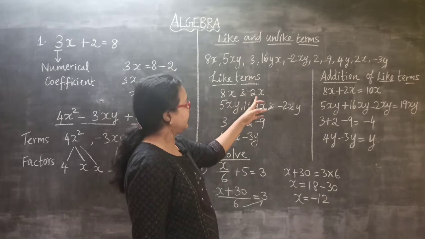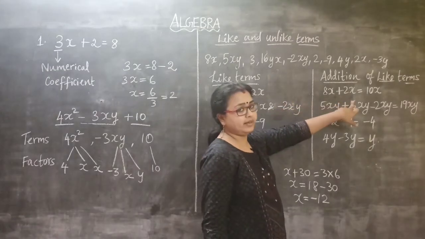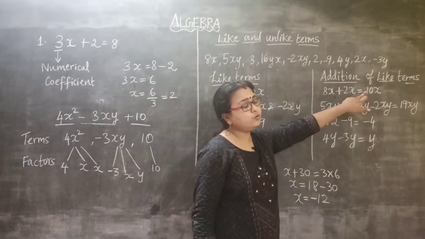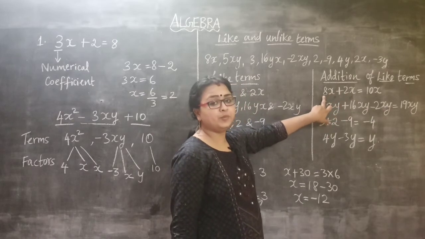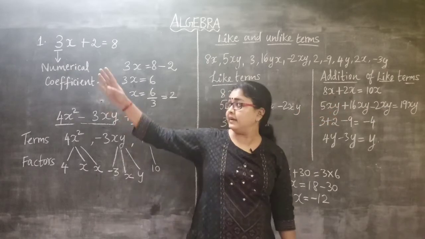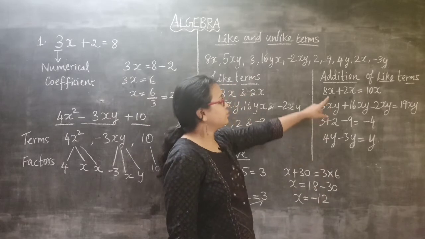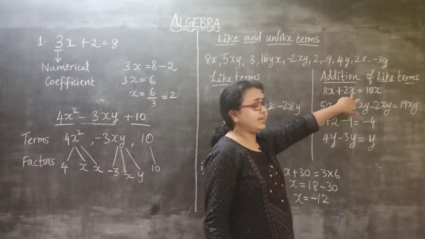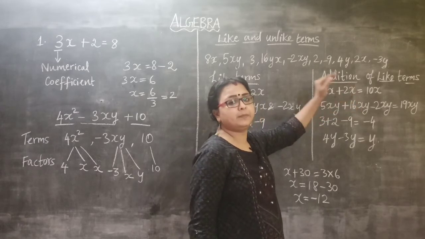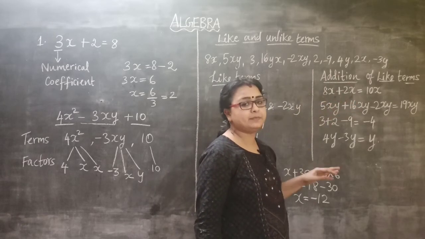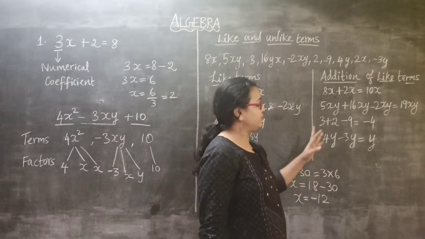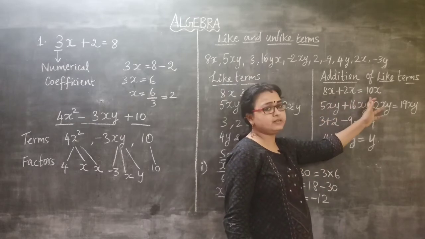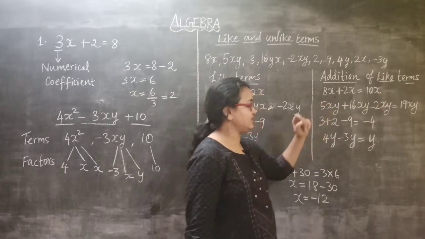So 8x and 2x. So 8x plus 2x is 10x. How? We need to just see the numerical coefficient. As I have explained here, what is a numerical coefficient? So here we are just adding up the coefficients. The x will not change into anything. The x will remain the same. Only we need to add up the numerical coefficients. So 8 plus 2 is 10. That is how 10x has come.